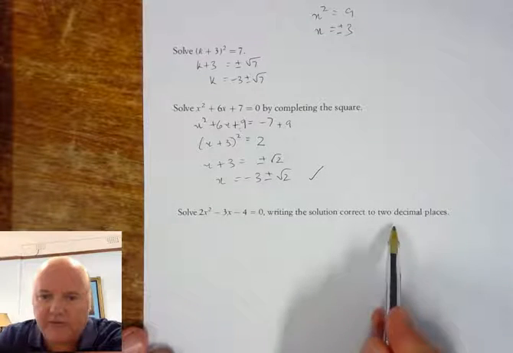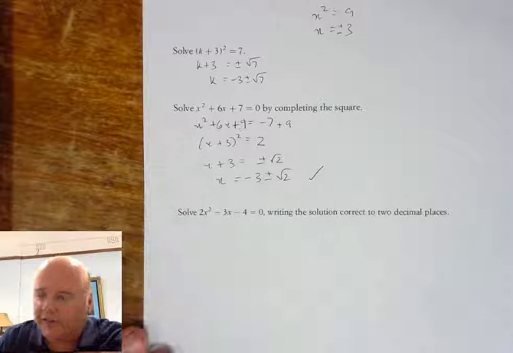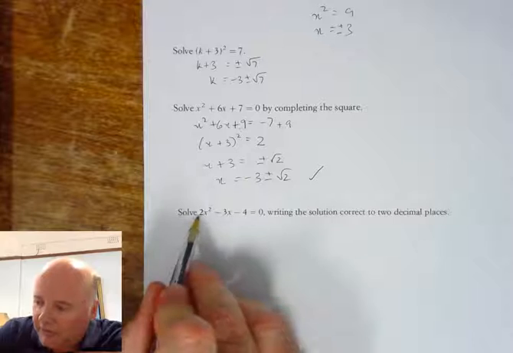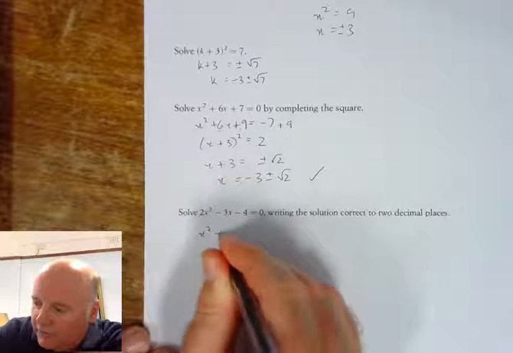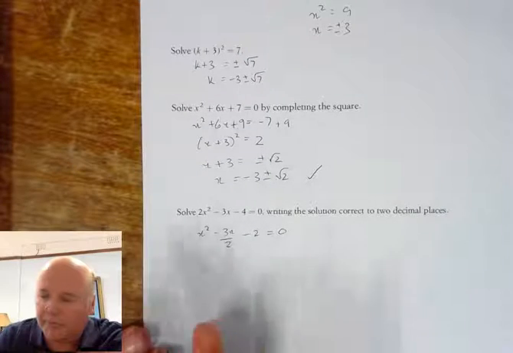I would probably use a different strategy. I'd either try and factorise or use a formula, but I want to do it using the completing the square technique, so this is what I would try and do. The first thing is get rid of that 2. So if you get rid of the 2 by dividing everything by 2, we get that. Okay, we've introduced a fraction, but fractions shouldn't bother you too much.